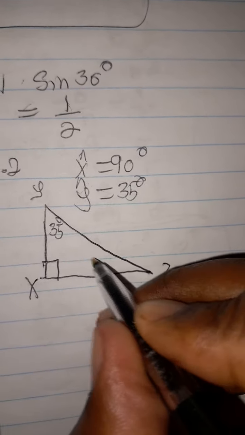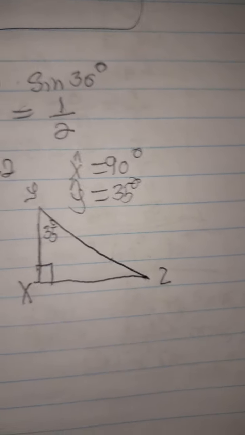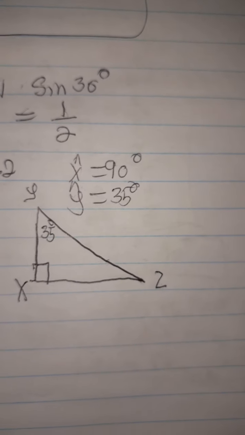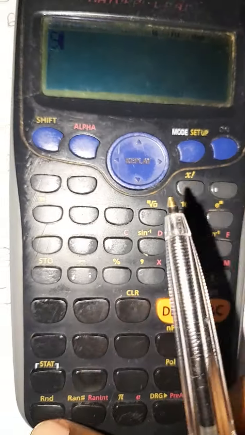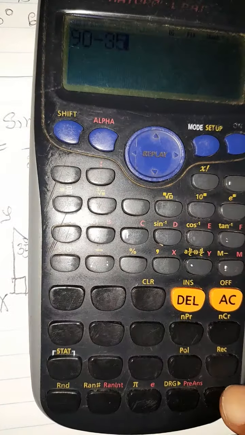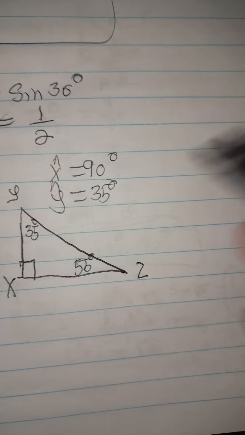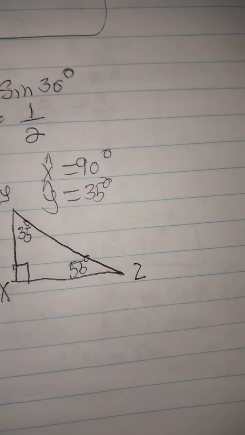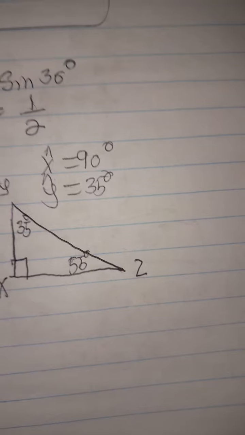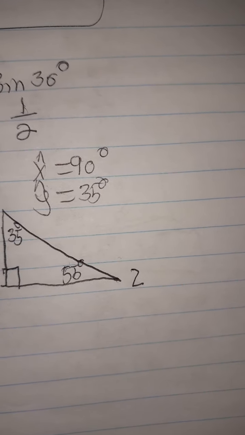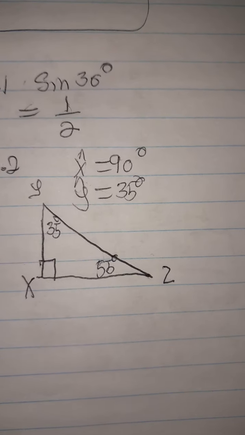To get this angle Z, we are going to use geometry, guys. We know this is the sum of angles in a triangle. To make life easier, just say 90 minus 35. That will give you 55, meaning that this remaining angle should be 55. And when you add them all, you must ensure that they give you 180 degrees. To be on the safe side.